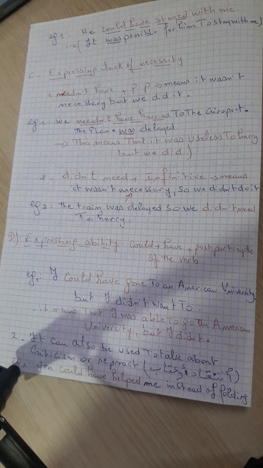Now let's pass to express an ability. Ability, that is to say, when you are capable of doing something, and I can express it with the modal verb could. So I can say could plus have plus past participle. I could have gone to an American university, but I didn't want to. So the meaning here is that I was able to go to an American university, but I didn't. It means I didn't want to.